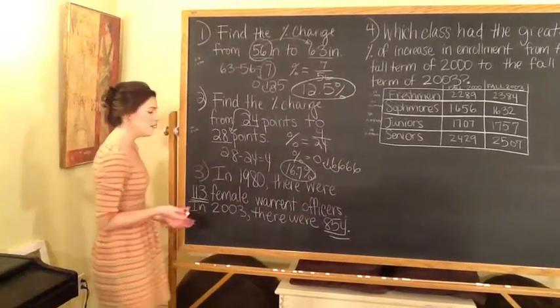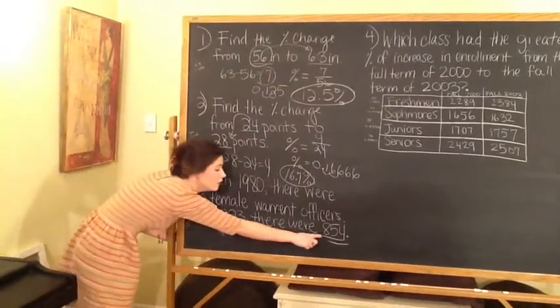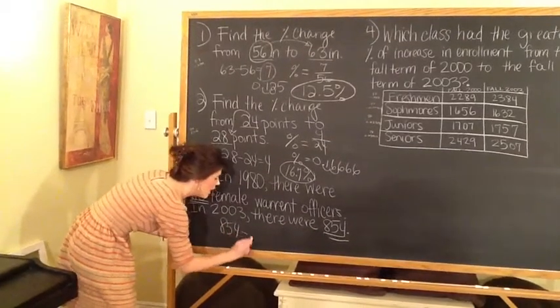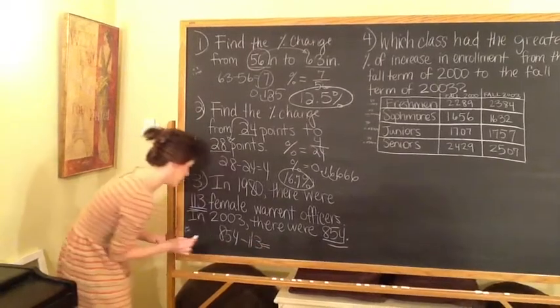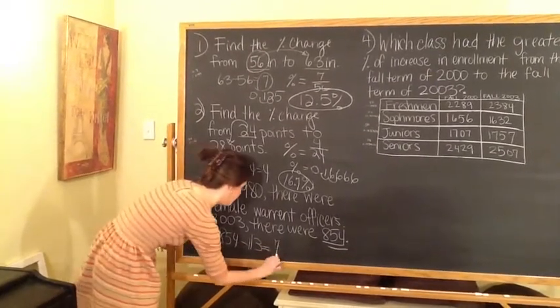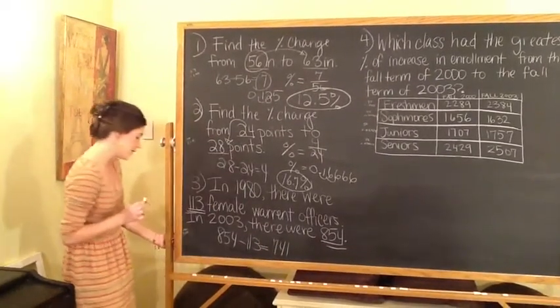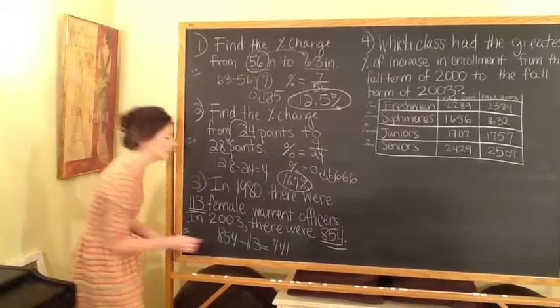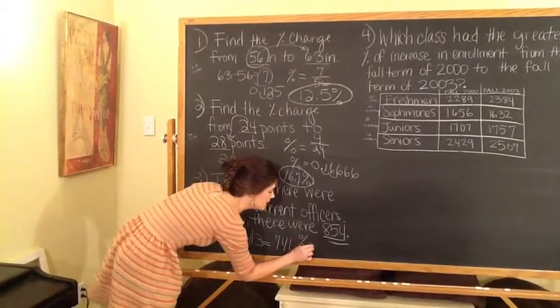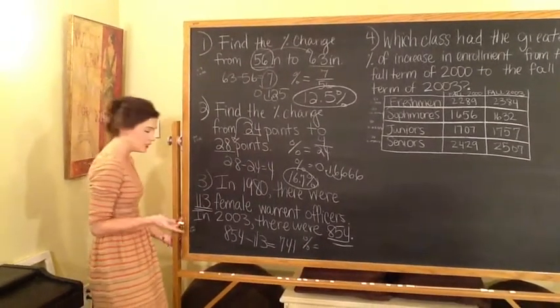Now let's find the difference. We have the new number, 854, minus the old number, 113, and we are going to get 741. Alright, now we're going to find the percent change by putting it into the equation. By solving for the percent change, we have to put the difference first.